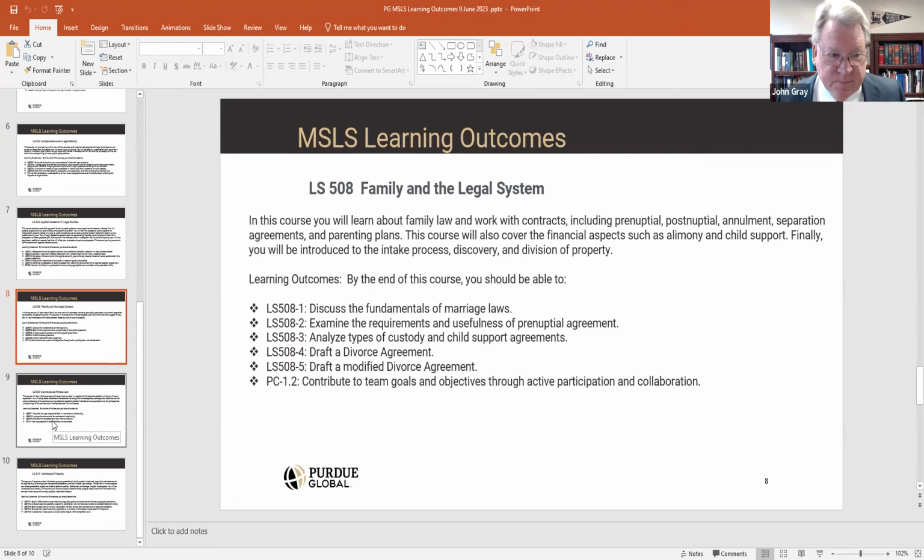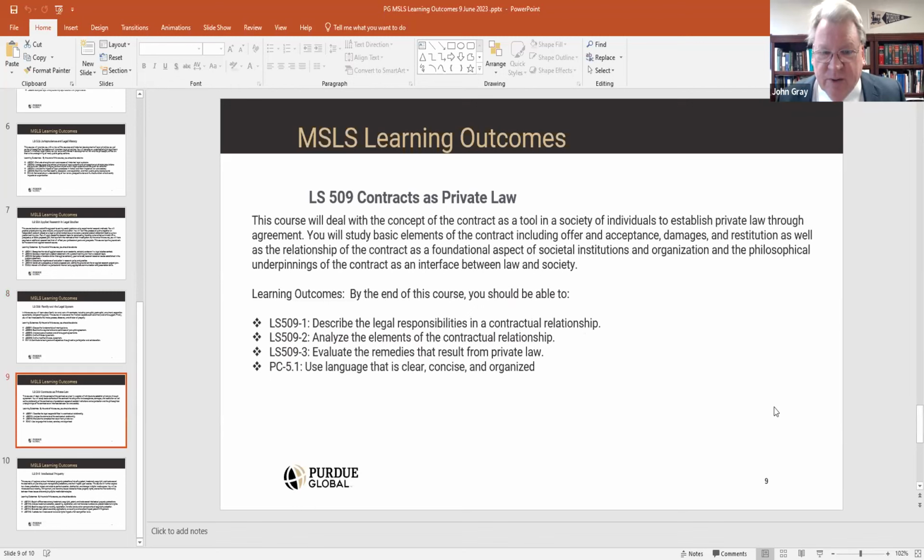LS 509 is our contracts as private law course, and this course deals with the idea of using contracts as a tool in society to establish private law through agreement. We call it private law because that's essentially what it is. If you and I have a contract, then you state what you want me to do, I state what I want you to do, and we set out the parameters there. In some cases, you can even set your own statute of limitations in a contract between individuals. This is especially true in the Uniform Commercial Code, but we'll talk about all that when we get into the course.